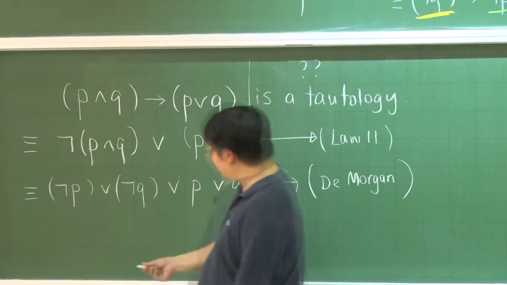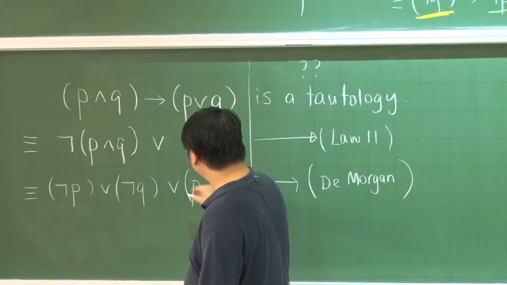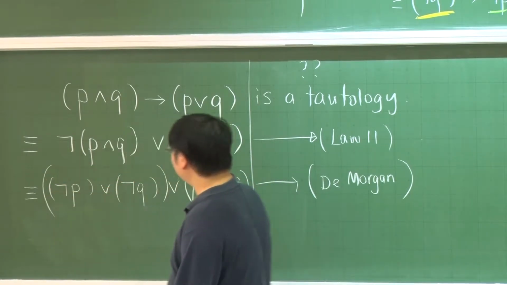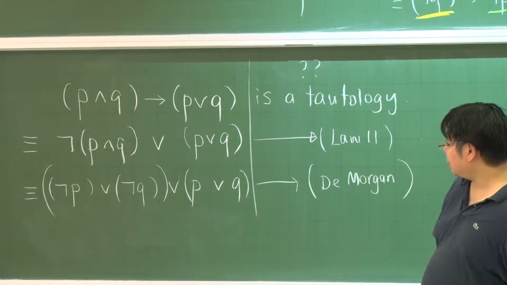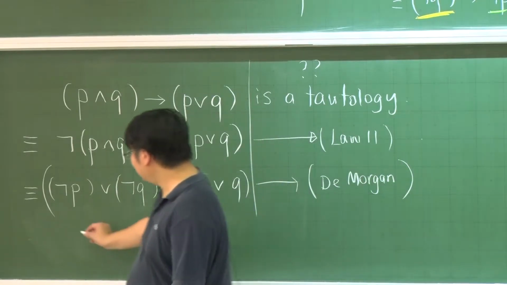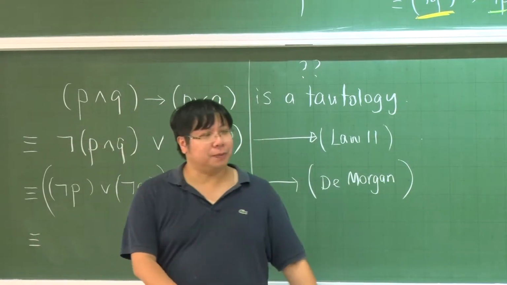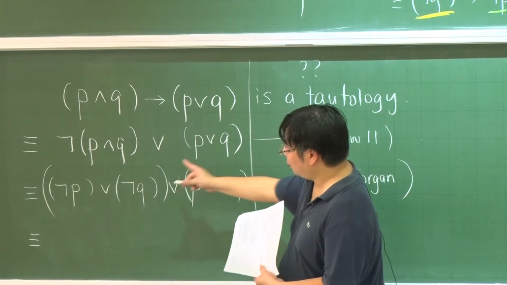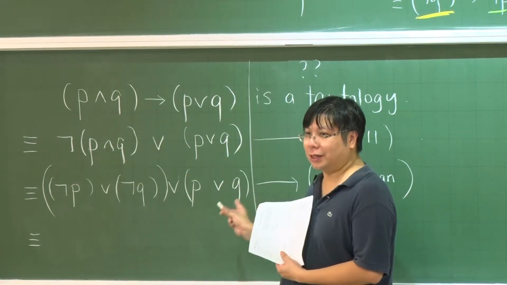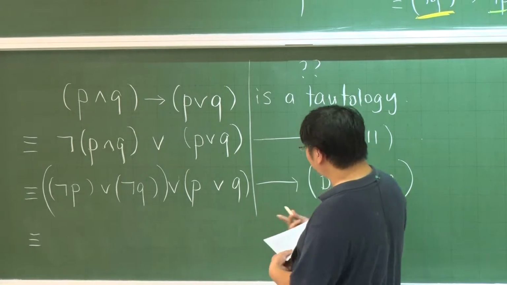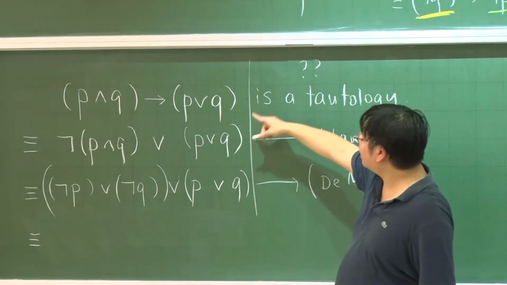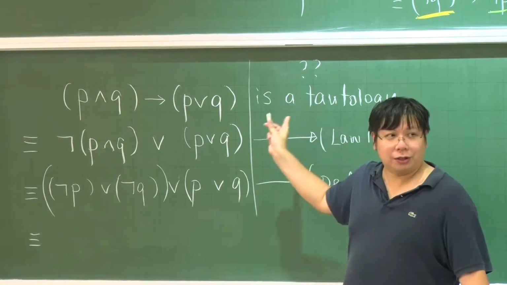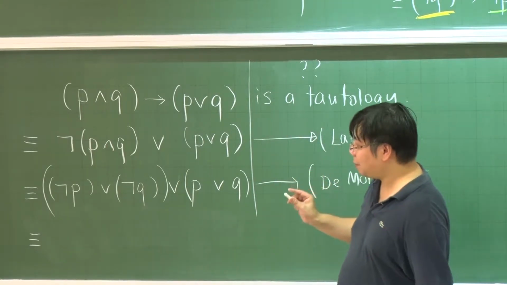And then what? So we still have a bracket here. We still have a bracket here. We still have a bracket here. And what should we do? So it could be very tedious. Of course, you already understand this is true if you are using a truth table. But let us practice proving that it is a tautology by using a step-by-step way.